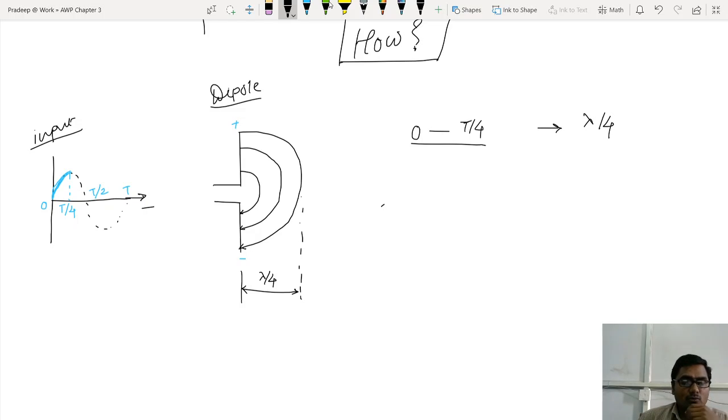Is it? But look at the input wave. What is happening after the period T by 4? After the period T by 4, input signal is decreasing. Is it? See, I have considered pure sine wave. So we are thinking about pure sine wave. Now, if it is a pure sine wave, then after T by 4 it will start decreasing.